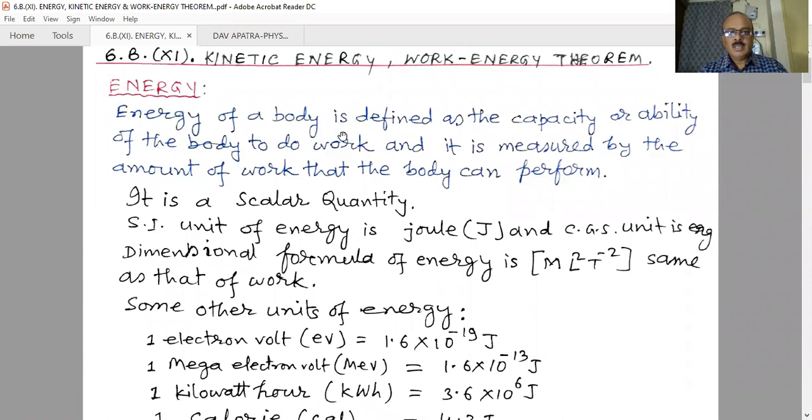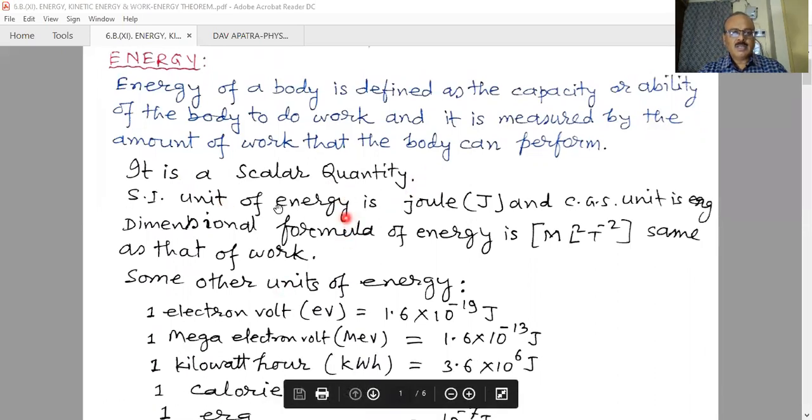Energy of a body is defined as the capacity or ability of the body to do work, and it is measured by the amount of work that the body can perform. It is a scalar quantity, just like work. Any energy is measured by the work done. If one object possesses some energy, it has the capacity to do some work.